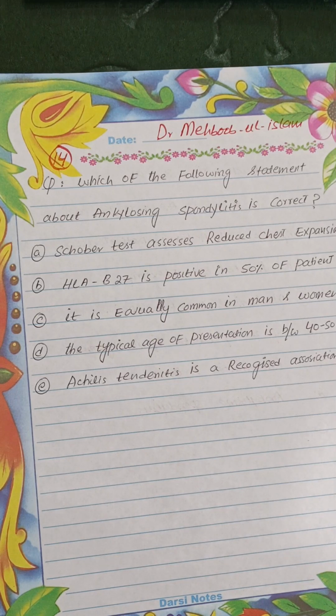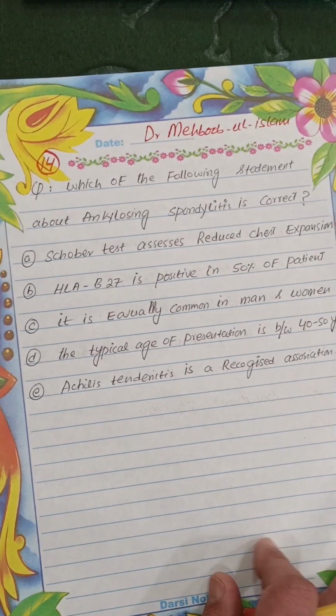Option E: Achilles tendonitis is a recognized complication association. And we know that enthesitis is one of the associations of ankylosing spondylitis. And the same A's: that is anterior uveitis, apical lung fibrosis, and the third one is aortic regurgitation, AV block, amyloidosis, Achilles tendonitis. So Achilles tendonitis is correct here.